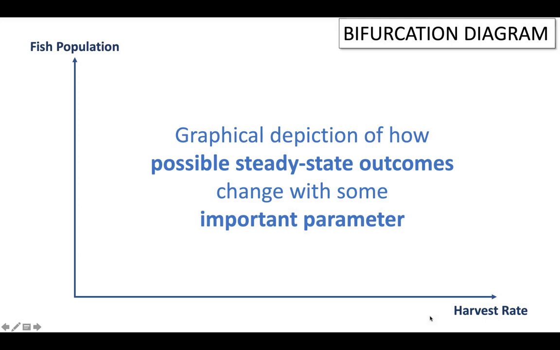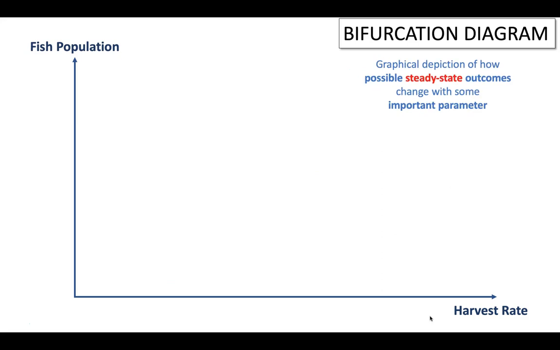All right, so a bifurcation diagram. Roughly speaking, a bifurcation diagram is a graphical depiction of how possible steady state outcomes change with some important parameter. And I say possible because some parameters may have corresponding with them multiple possible outcomes that can happen in the long run, and we need to somehow capture all of those all at once.